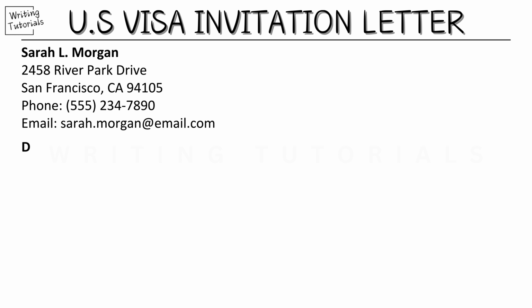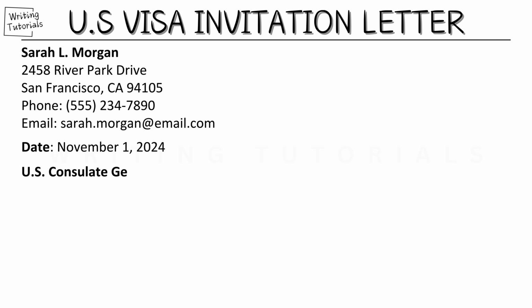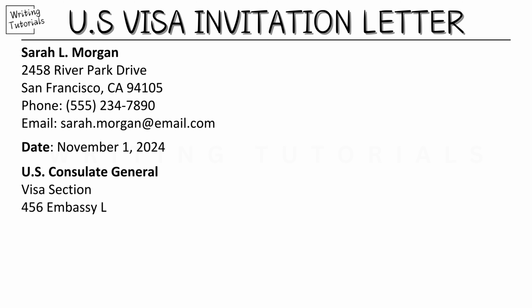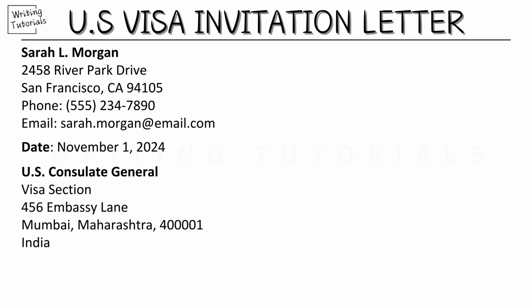Today's date and addressing the consulate. After your details, include today's date. Then, leave a line or two of space and address the consulate directly with the words, U.S. Consulate General. You'll also want to include the location of the consulate where the visa applicant will apply, like Mumbai, Maharashtra, India.